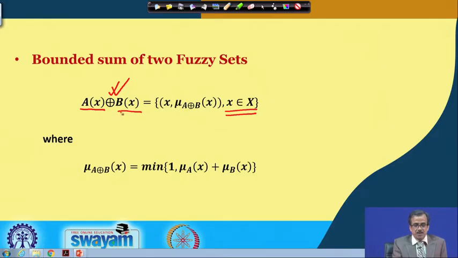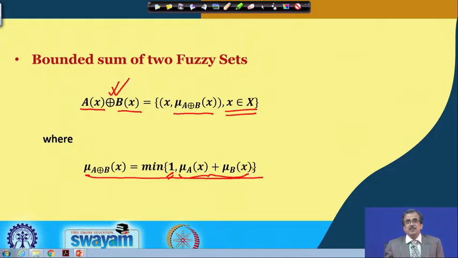So, A(x) bounded sum B(x) is nothing but x with the membership value mu A bounded sum B of x. This is how you can find it: it is the minimum between two quantities, one is 1 and the other is mu A(x) plus mu B(x). We simply add the two mu values, compare with 1, and take the minimum.